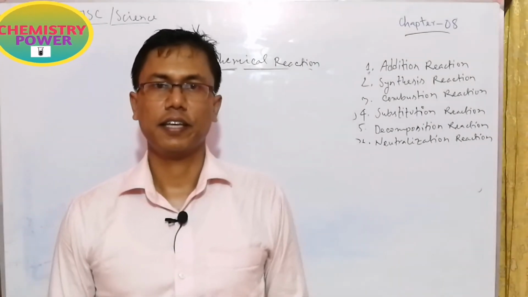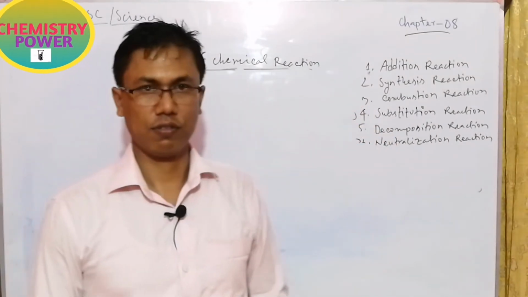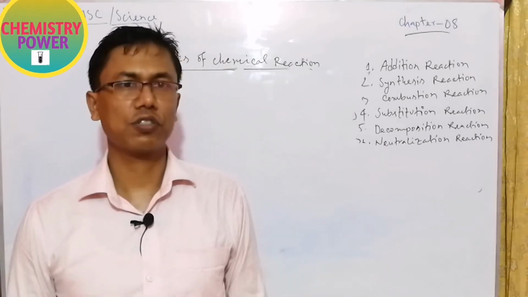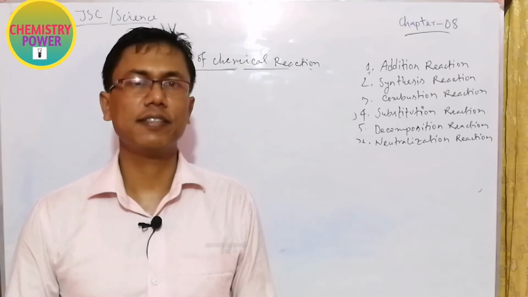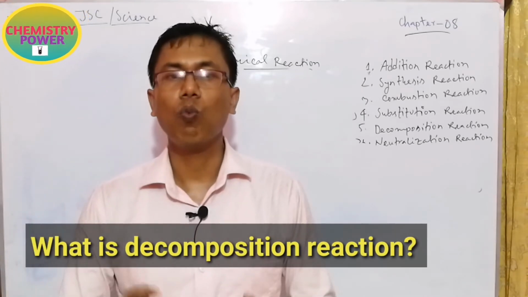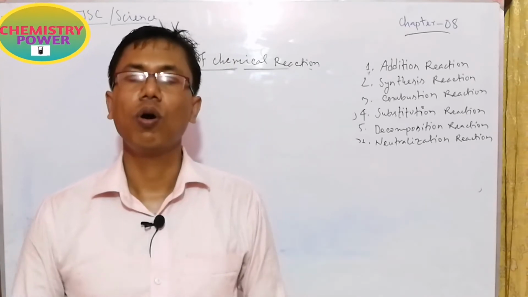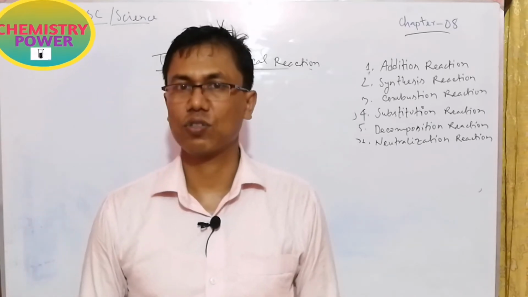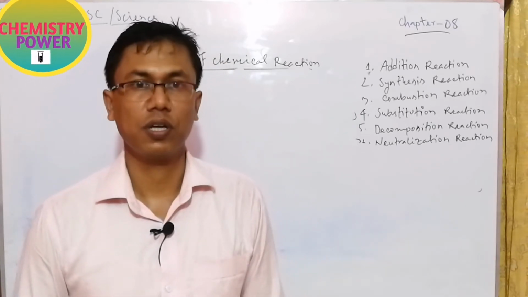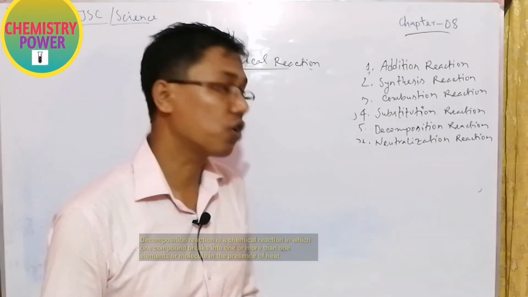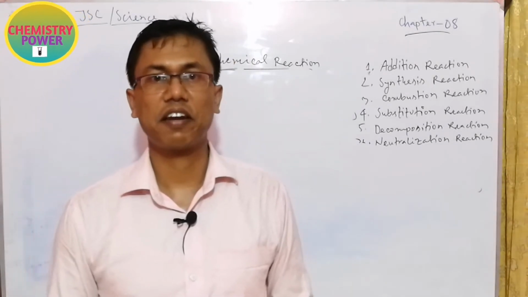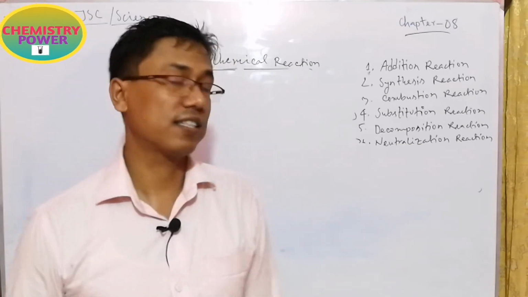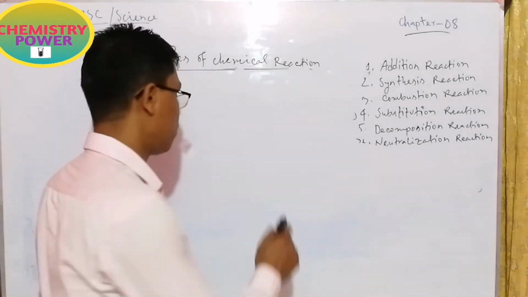Now let's talk about decomposition reactions. What do you mean by decomposition reaction, or what is a decomposition reaction? A decomposition reaction is a chemical reaction where one compound breaks down and one or more elements or molecules are produced. That is called a decomposition reaction. There are a lot of examples for decomposition reactions. I can show with an example.